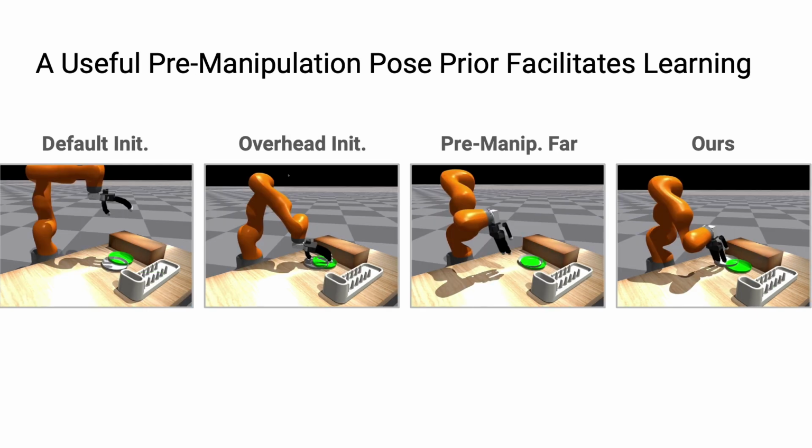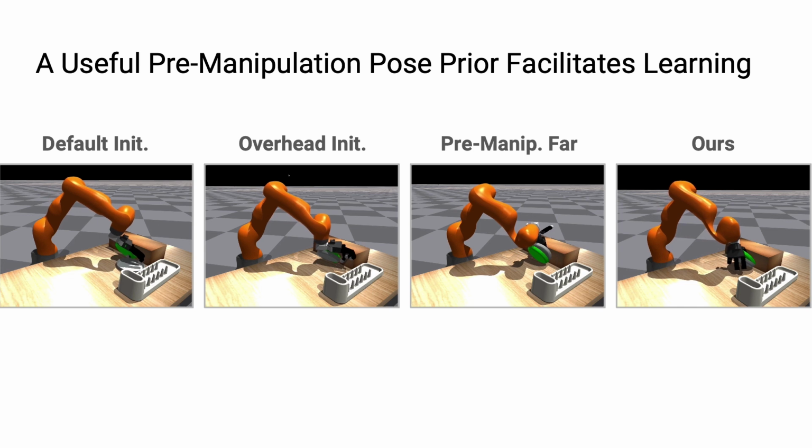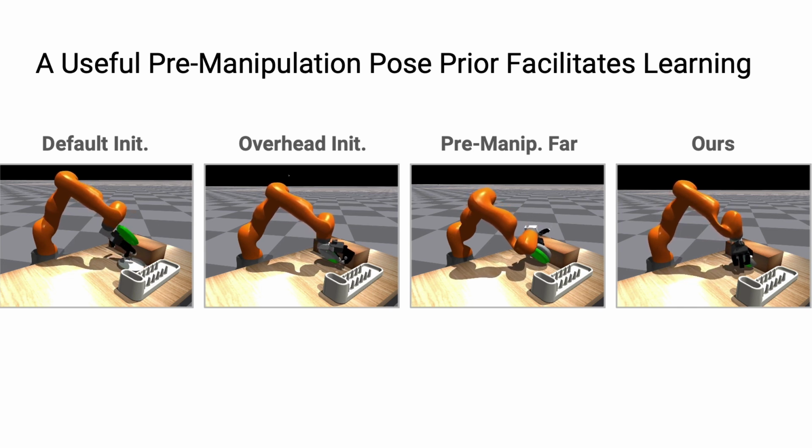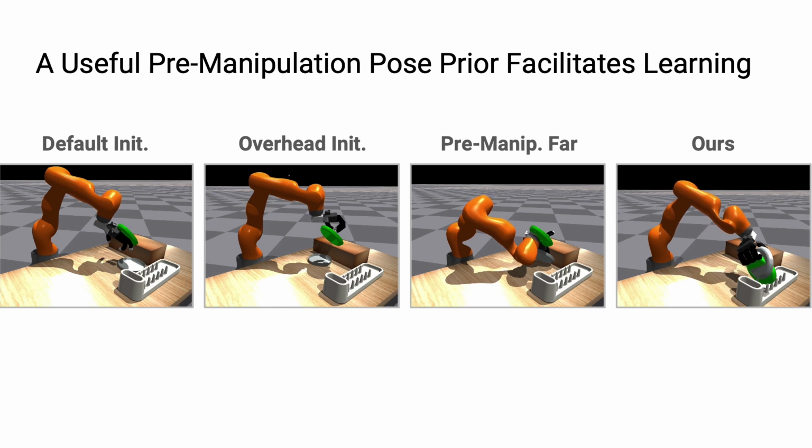Next, we study the usefulness of a pre-manipulation pose initialization from the human demonstration by comparing to initialization poses further away or overhead the object. Without a good pre-grasp close to the object, the agent faces exploration challenges and struggles to learn. Thus, a useful pre-manipulation pose prior facilitates learning via RL.